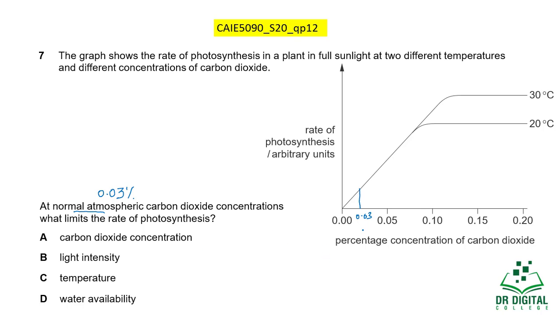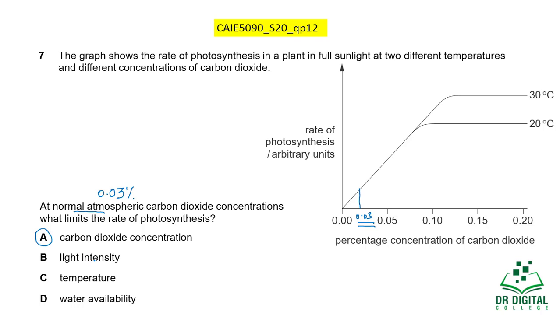So you know that when we are increasing carbon dioxide concentration above the normal concentration in the atmosphere, the rate of photosynthesis is increasing, and by decreasing carbon dioxide concentration below 0.03%, the rate is decreasing. So carbon dioxide is directly affecting the rate of photosynthesis. That's why carbon dioxide is the limiting factor. So answer A is correct.